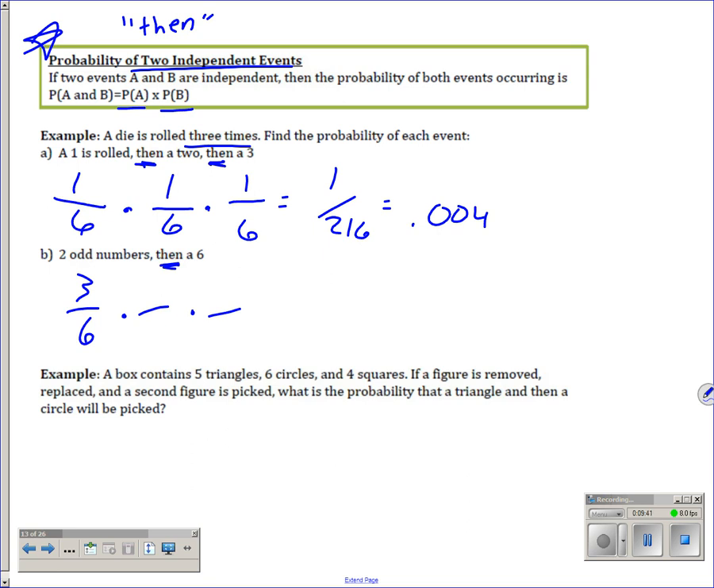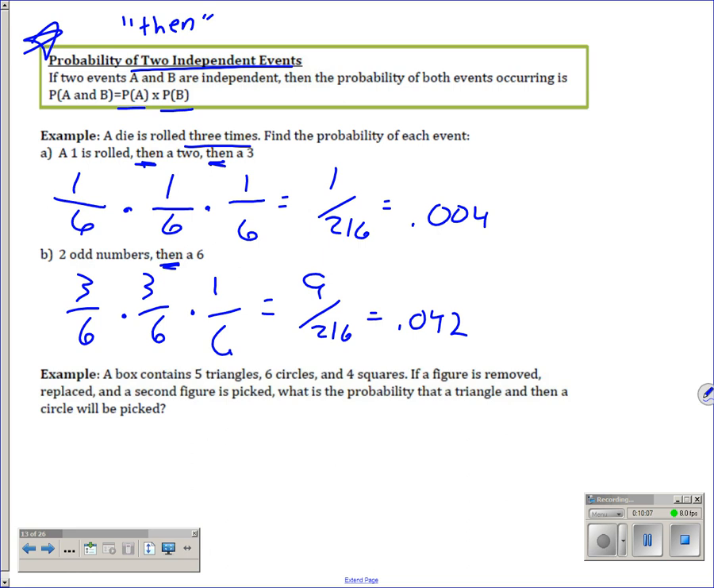What's the probability of rolling another odd number? 1/2 or 3/6, yeah. What's the probability of rolling a 6? 1/6. And again, multiply. Okay. So what's that? 9 over 216. It's a little bit higher of a probability, but not much. Questions on that? That makes sense?